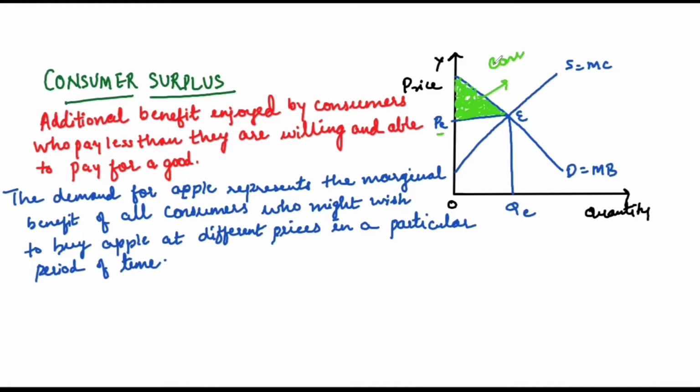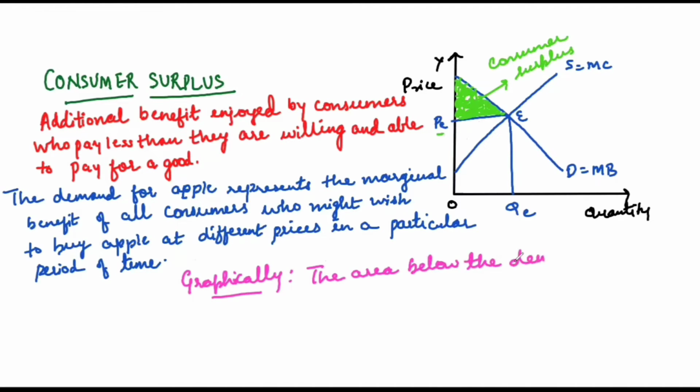So this whole shaded portion here represents the consumer surplus enjoyed by all those consumers who are willing to pay more than the equilibrium price. Graphically, we can say that the area below the demand curve, as we can see here, and above the equilibrium price represents consumer surplus.